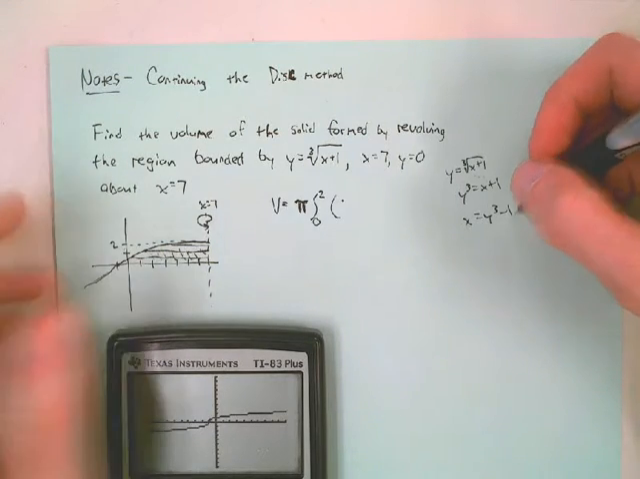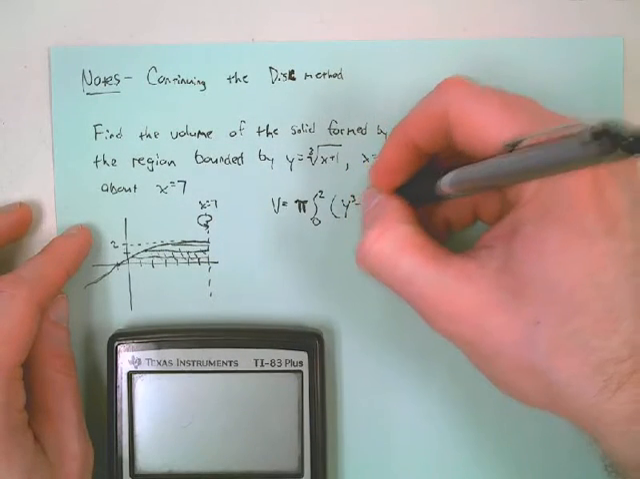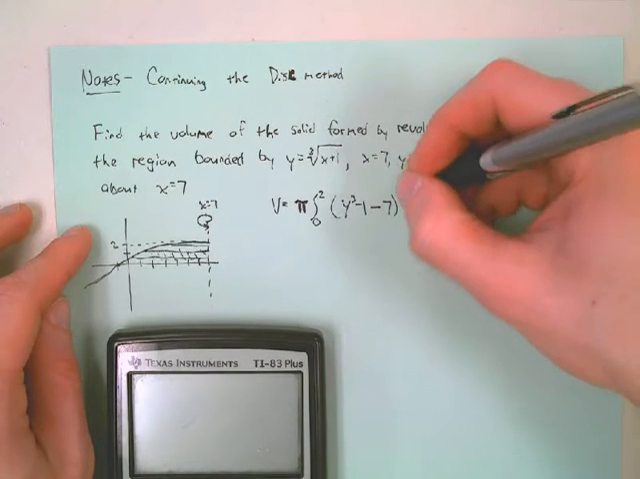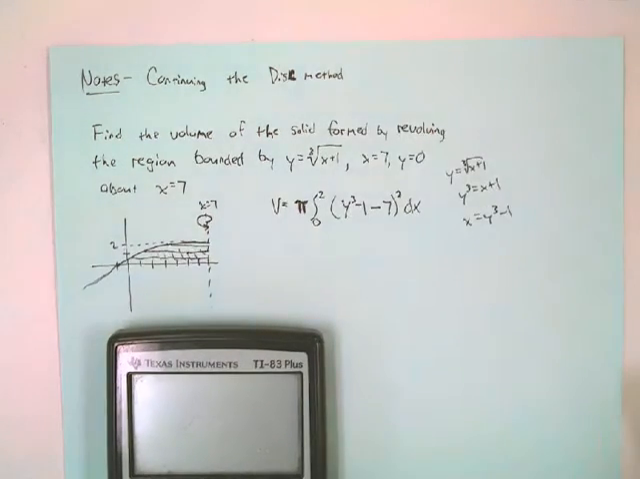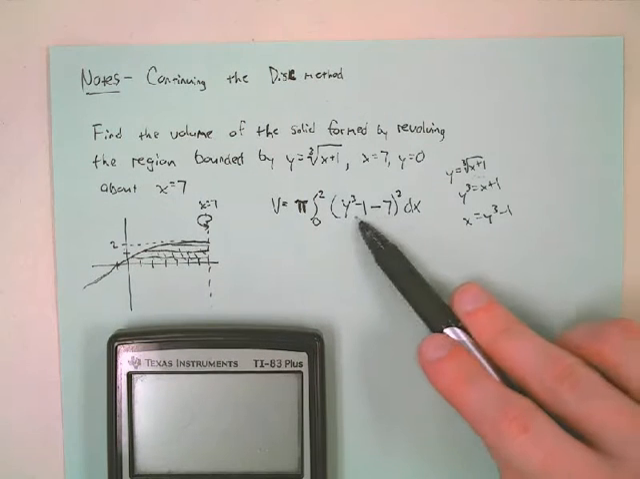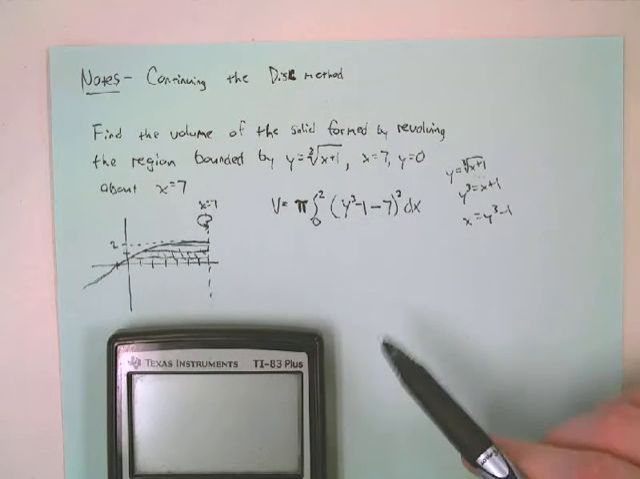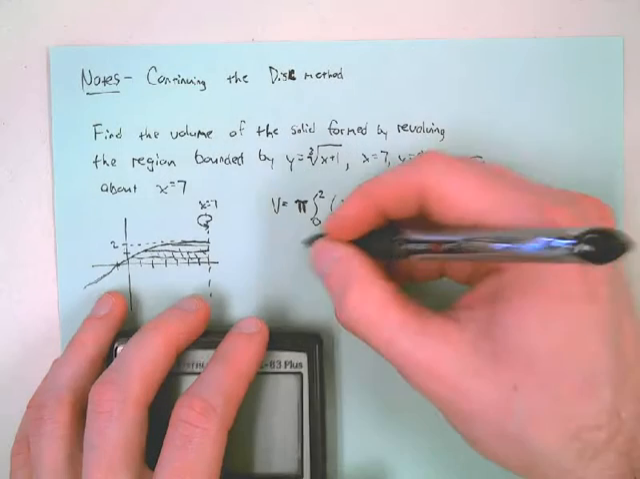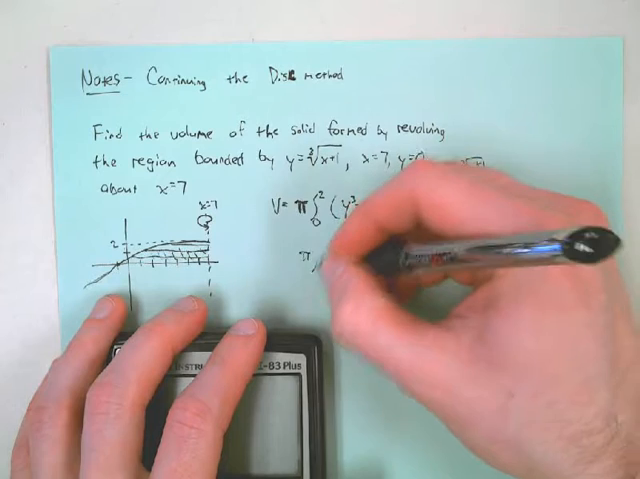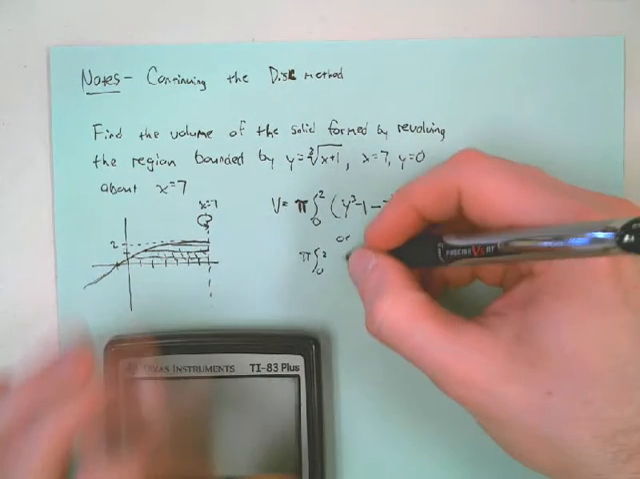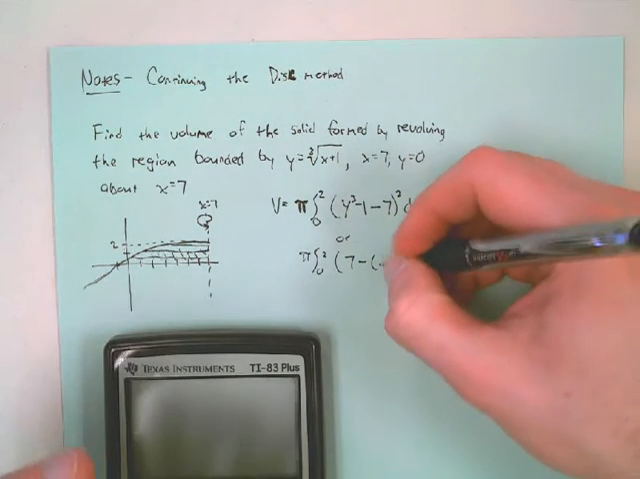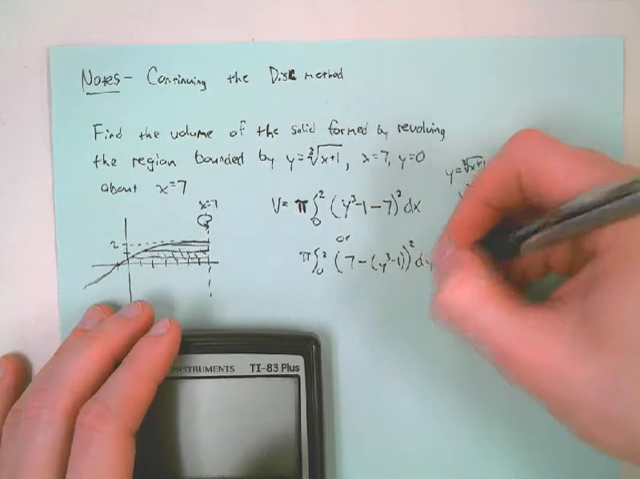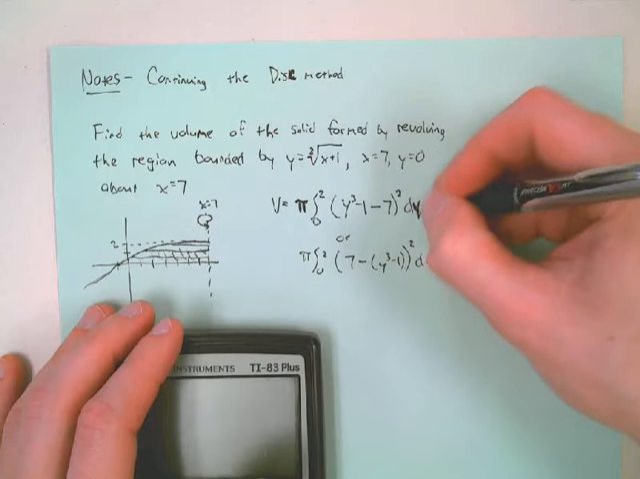And so I can say y cubed minus 1 minus my axis of 7, quantity squared, dx. Curve minus axis, or axis minus curve, either way. Now if you did it the other way, let me just show you that. If you do it the other way, it needs to be 7 minus the quantity y cubed minus 1 squared. Oh, dy, not dx, sorry. That's really a bad mistake there. Okay.